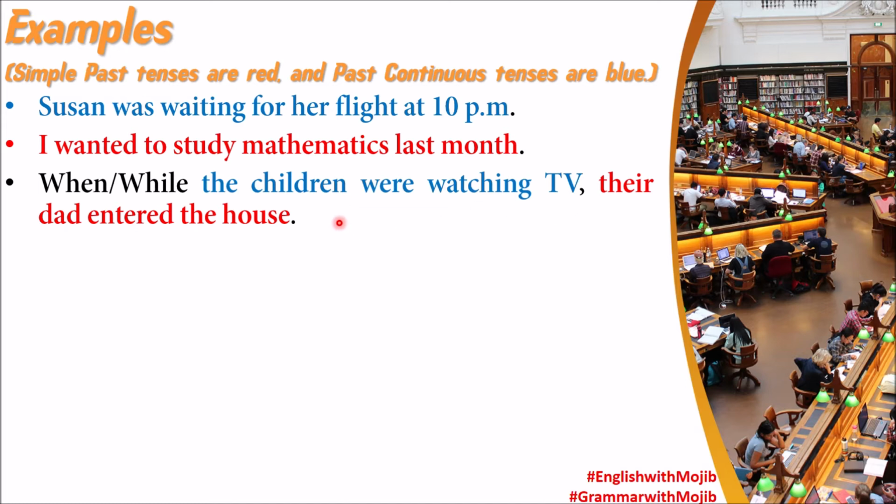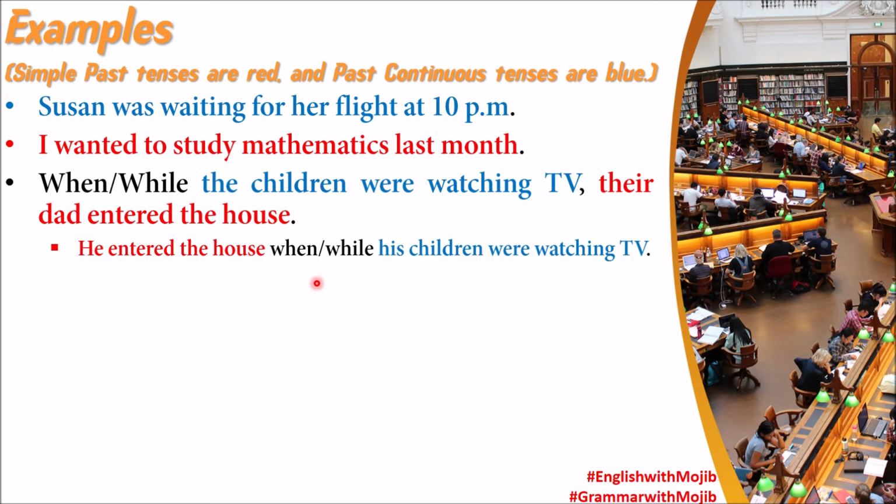When or while the children were watching TV, their dad entered the house. Please imagine this situation. The children are watching TV, the dad enters the house, and still the children are watching TV. So when or while the children were watching TV, their dad entered the house. Or we can change the place of these two clauses and it doesn't change the meaning. He entered the house when or while his children were watching TV.